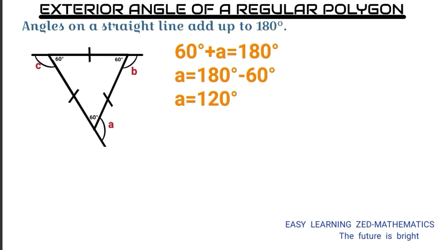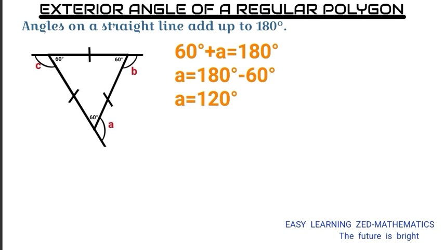That is the value of angle A, 120 degrees. Then let's find the value of B. To find the value of B, we are going to carry out the same steps. If you are not sure how to find an unknown angle by using the property of angles on a straight line, you can watch our previous video where we demonstrated how to find the unknown angle using that property. We did that extensively, so you can check our video. I'll also put the link in the description box. Once you have found A, you can go ahead and find B.